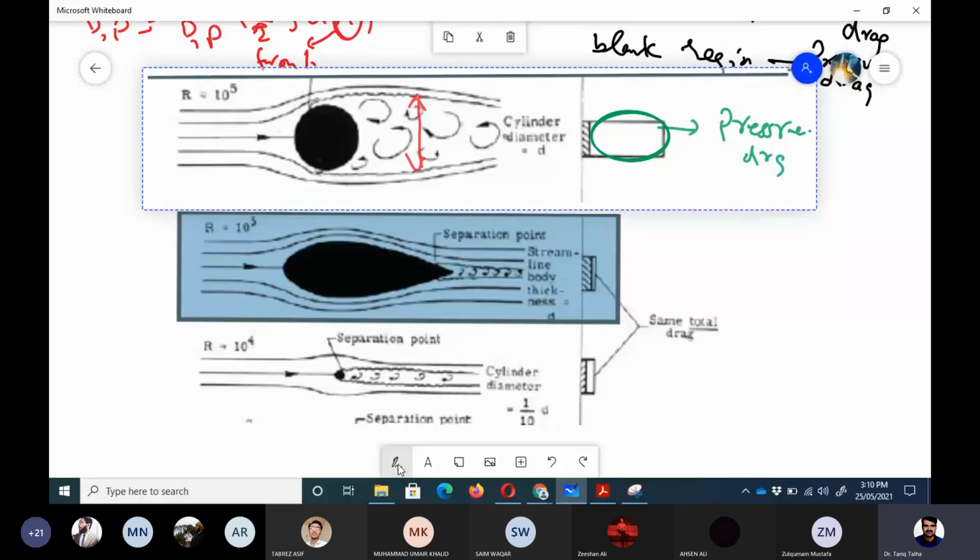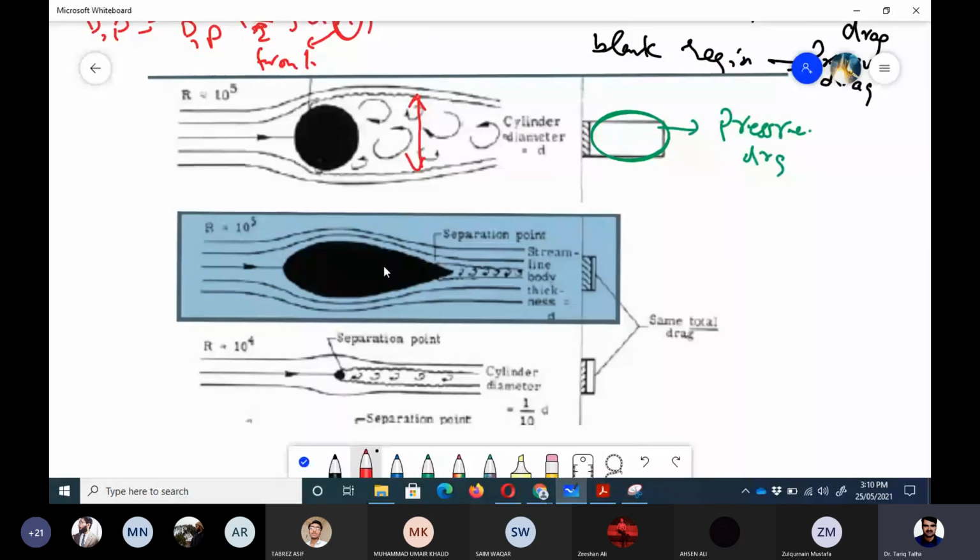In that you can easily see one very interesting thing, that the total drag which is shown on the right hand side, the magnitude of the drag force, is very less as compared to the flow over a cylinder or a flow over a flat plate. The reason for that is that we have decreased the pressure drag component significantly.